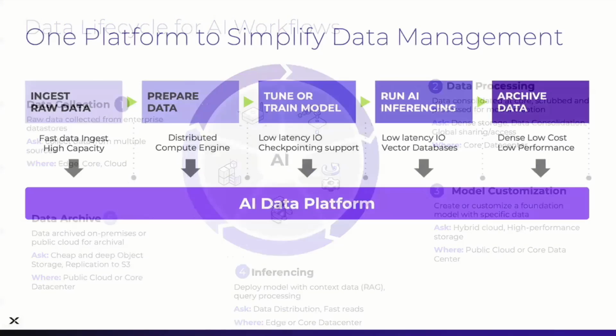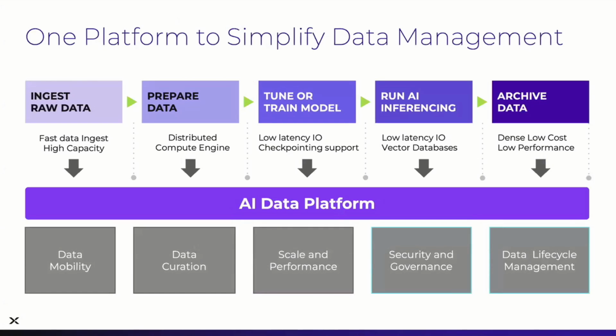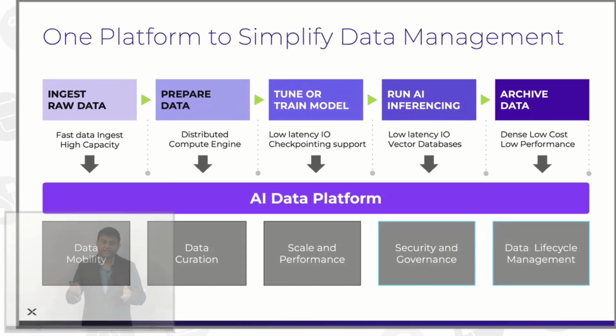So if you look at what a platform could look like if we had to bring all of this together, the platform should be able to ingest data from all these different data sources. It should allow some distributed processing engine to be able to transform this data, then provide the ability to train or fine-tune models, and then make it available for inferencing and archive.